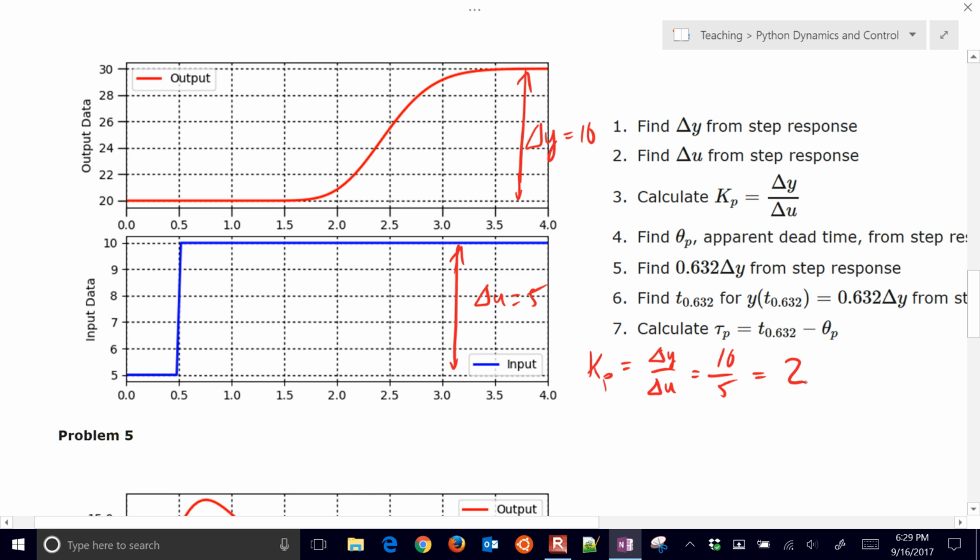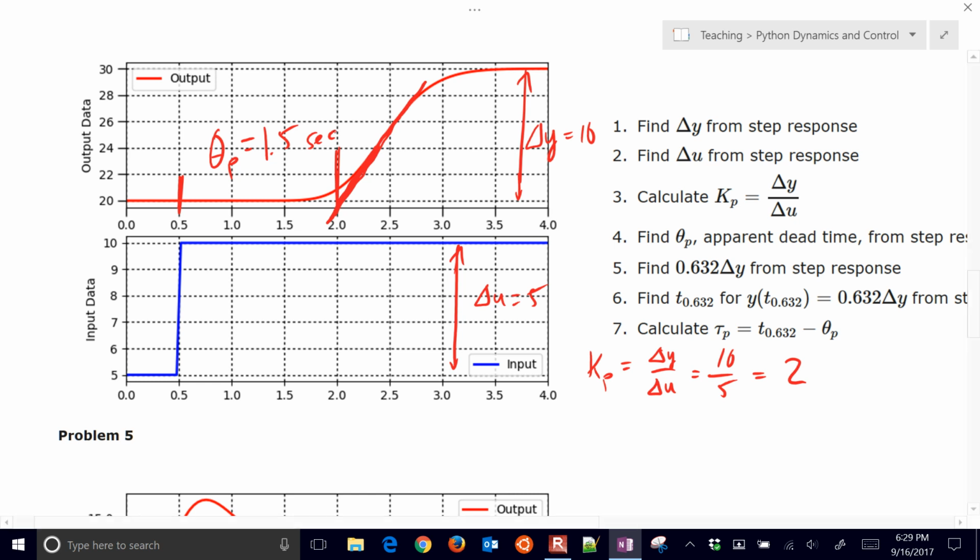Let's look at the tangent to this inflection point. Right here, I'll draw it right down like that. It intersects with 2. My step change happened right here. So there's my theta p. Theta p is going to be about 1.5. And if there were time units there, it'd be something like seconds.